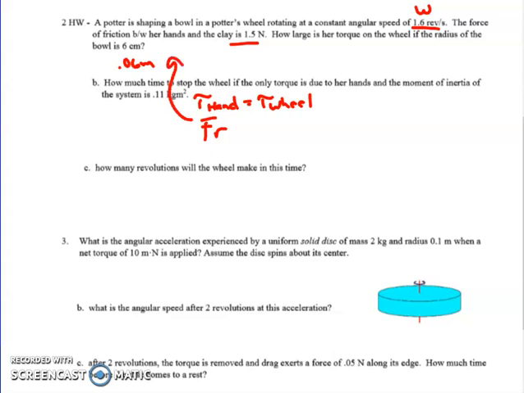This goes to here. I must have confused that. All right, how much time to stop? So as I was just saying, alpha is the torque divided by the moment. The moment looks like it is given.